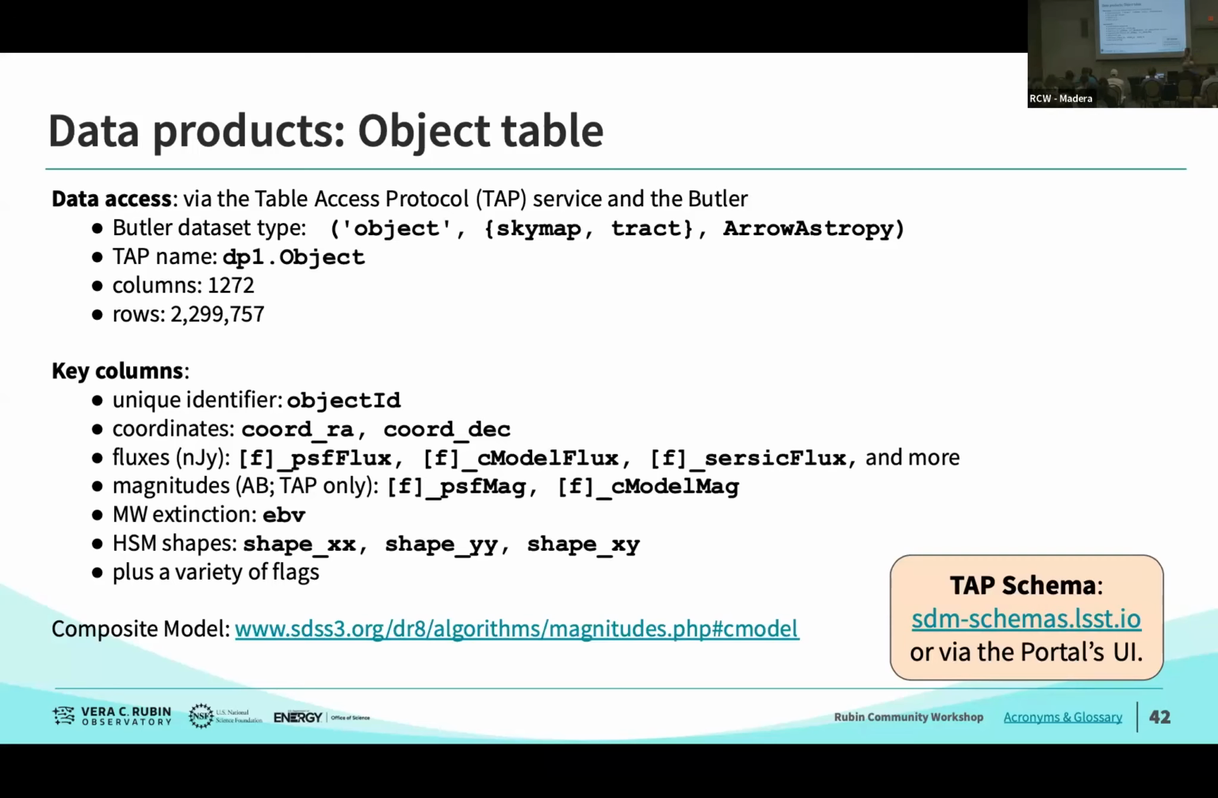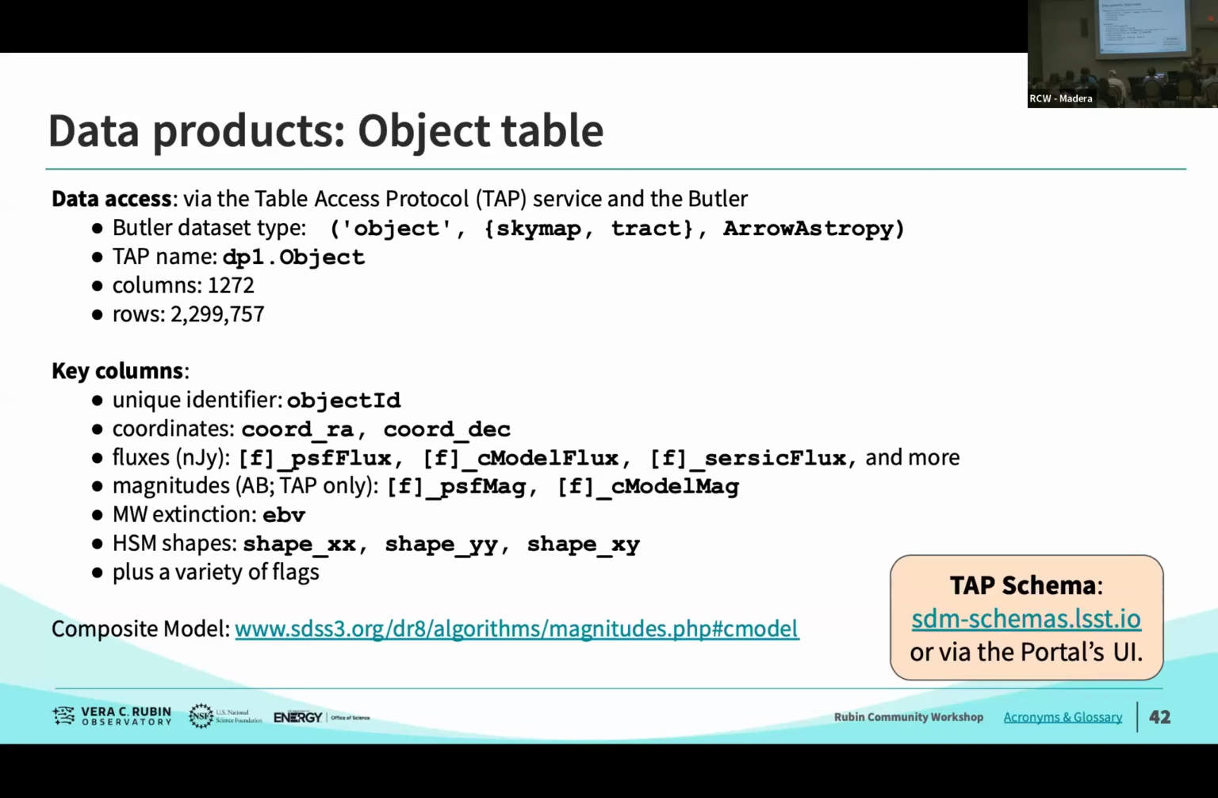Some key columns that I want to point out that might be of interest to people wanting to use the object table. Each object in the object table has a unique identifier, which is the object ID. There are coordinates associated with the centroid of those objects. And then we have a number of flux measurements that are available. They're not all widely applicable to all science applications, but there are a number of them that meet a broad range of possible science applications that are needed.